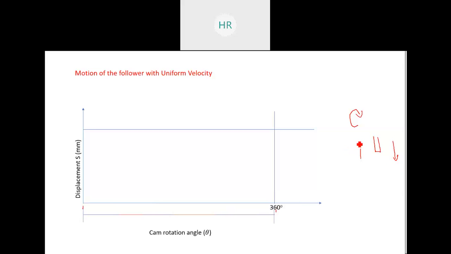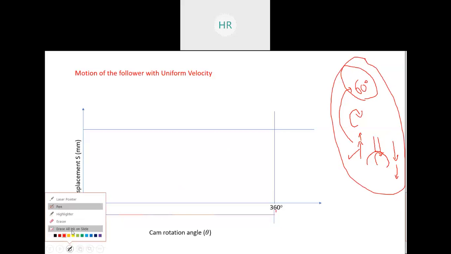So the angle during which our follower is doing upward motion is called angle of ascent. Suppose my cam is rotating by 60 degree, and during this rotation my follower is going up. So this 60-degree angle is called angle of ascent. And the angle during which the cam is rotating but the follower is maintaining its position is called angle of dwell, and the angle during which my follower is going down is called angle of descent. So in one complete revolution of cam, these many things are happening.